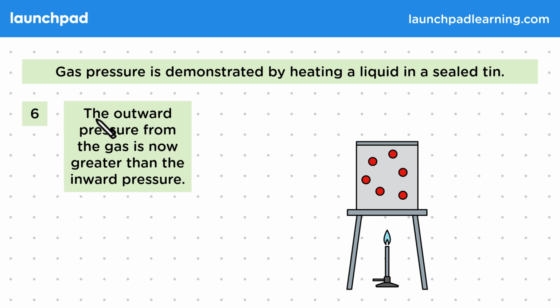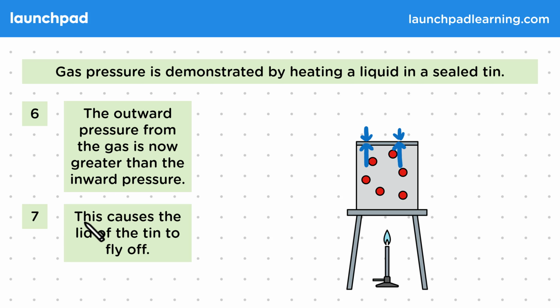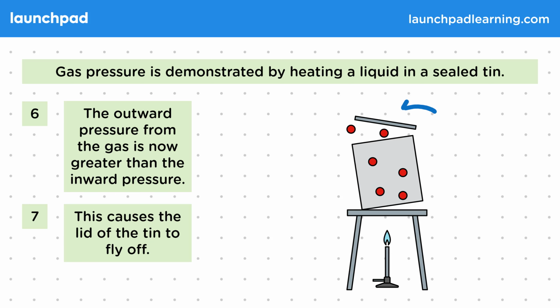Then in step 6, the outward pressure from the gas is now greater than the inward pressure. So the outward pressure has increased as there are more collisions and more force due to an increase in kinetic energy. This causes the lid of the tin to fly off. So this is a result of the outward force, as the lid is the weakest part of the tin.